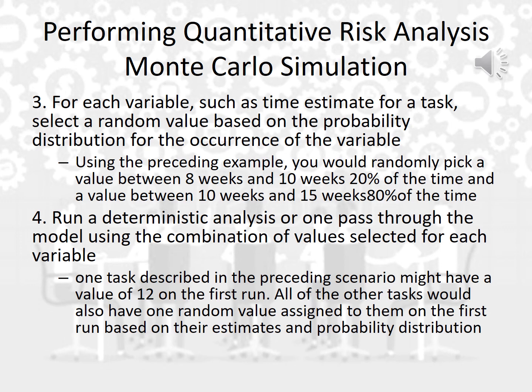For each variable, such as time estimates for a task, select a random value based on the probability distributions for the occurrence of the variable. So in this step, I need to select a random value for a certain variable. Here they took time estimations. If you recall from the previous slide in step number 2, they took a task being assigned to an employee in a company, asking him to finish.